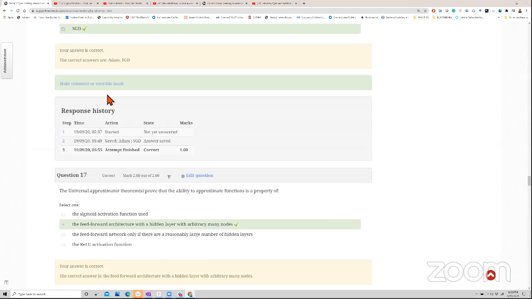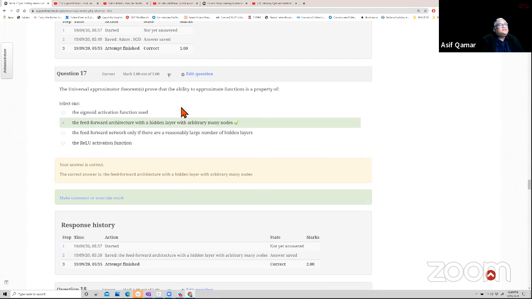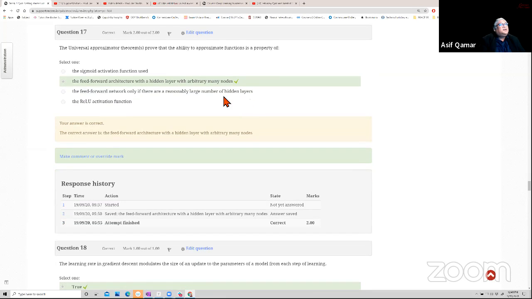Got it. The universal approximator theorems prove that the ability to approximate functions is a property of... yeah, this is important. This was actually a bit tricky, because if you go back and look at the original papers that I posted, the first theorem showed that it is a property of a feed-forward network with a hidden layer using a sigmoid activation function. The second paper said that it doesn't have to do with your activation function. So long as it is a feed-forward network, it will just work. And that is the important thing. That's where we are today.